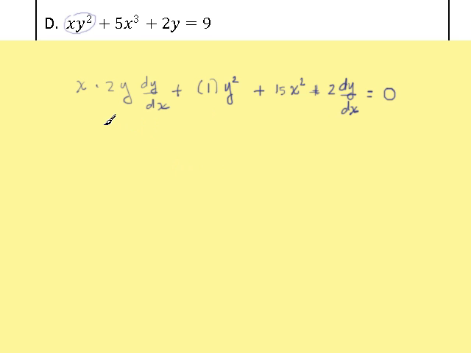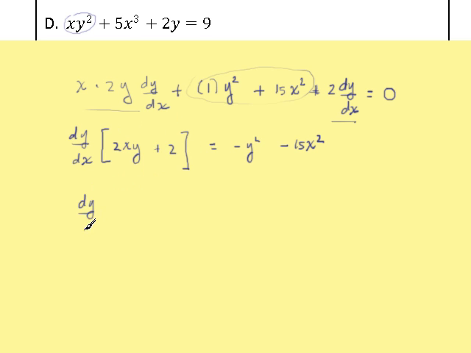And then we just factor out that dy/dx. Here we have 2xy plus 2. So we factor it out from this term and this term. Now, these two terms we're going to put on the other side. So that would be equal to minus y squared minus 15x squared. And now just divide by what's multiplying the dy/dx. And finally we have dy/dx is equal to minus y squared minus 15x squared divided by 2xy plus 2.